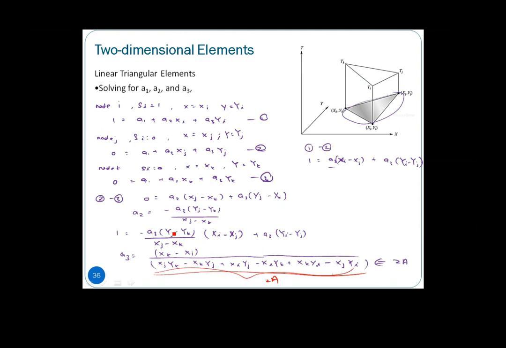Another way of determining this A1, A2, and A3 is as shown here. At node I itself, we know that the shape function of I at node I has to be 1. If I want to know my shape functions, we only need three conditions. The shape function I at node J has to be 0, and shape function I at node K also has to be 0.